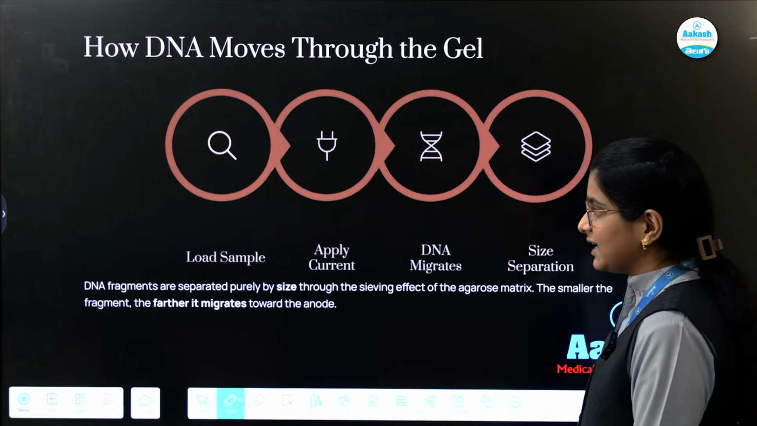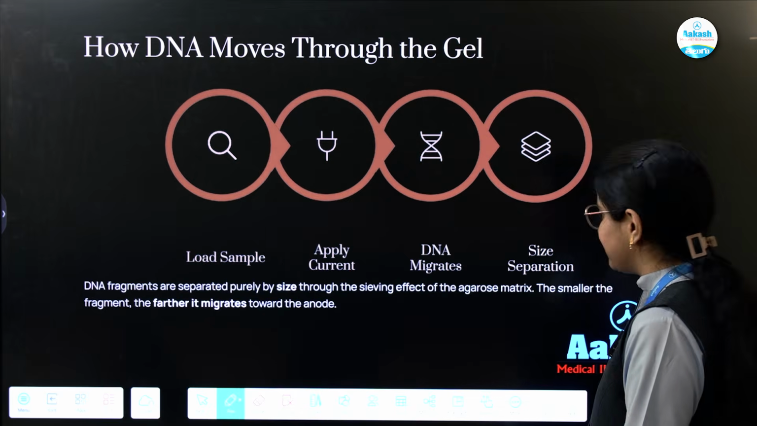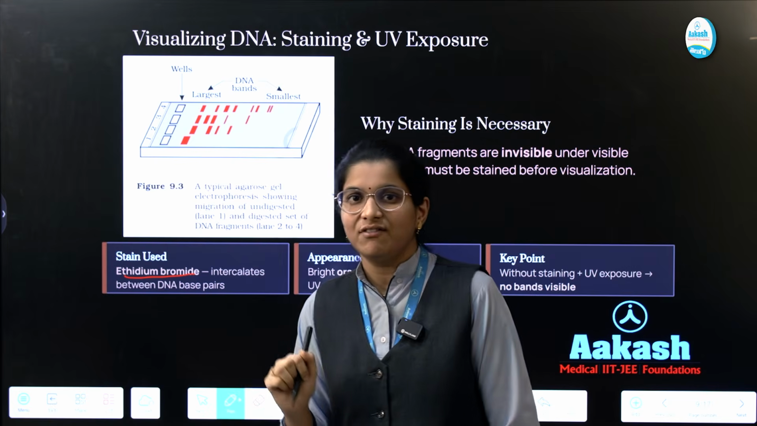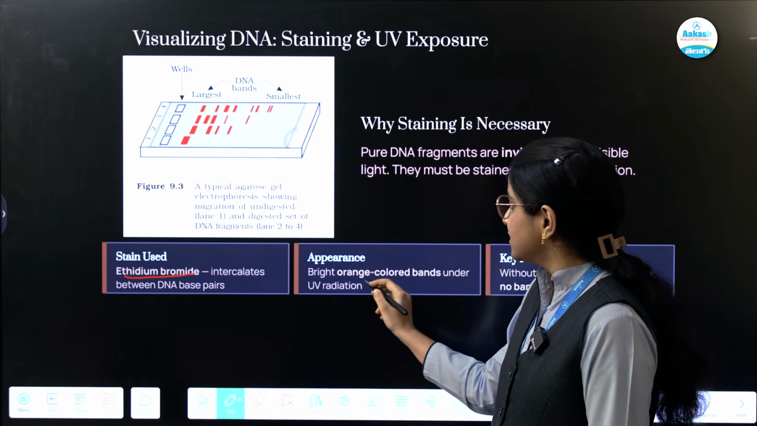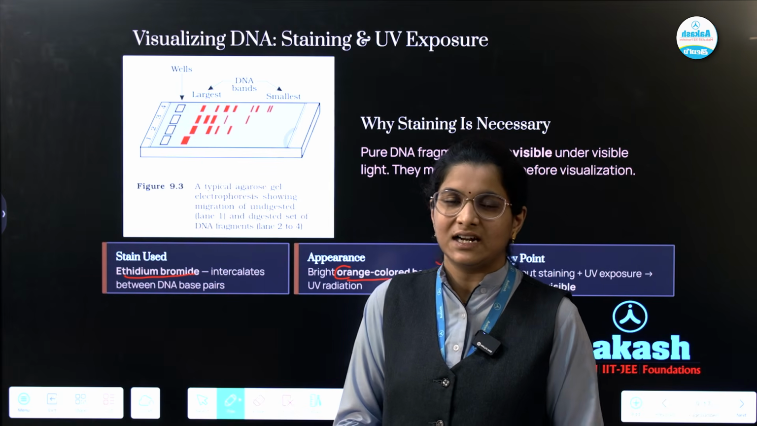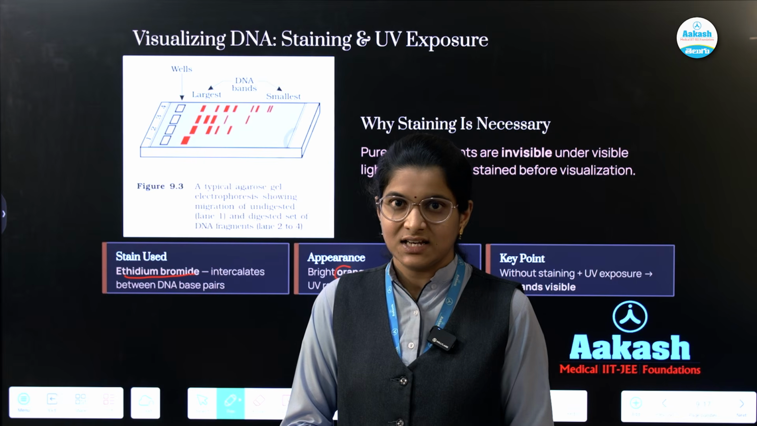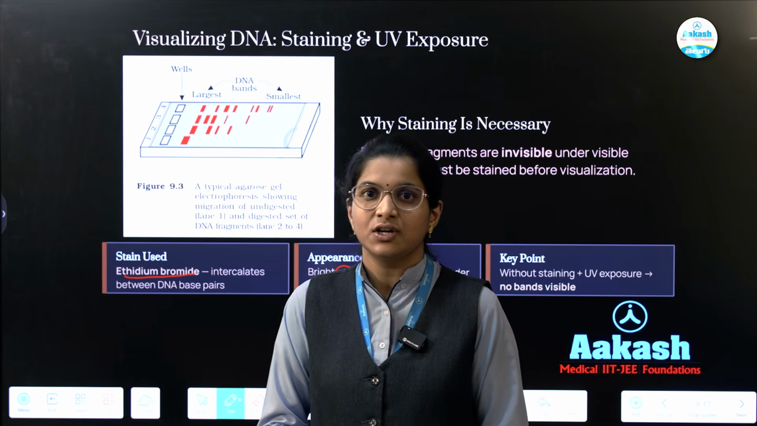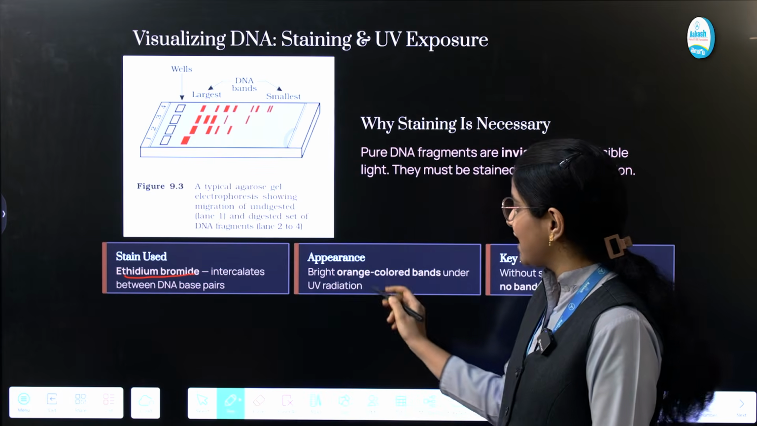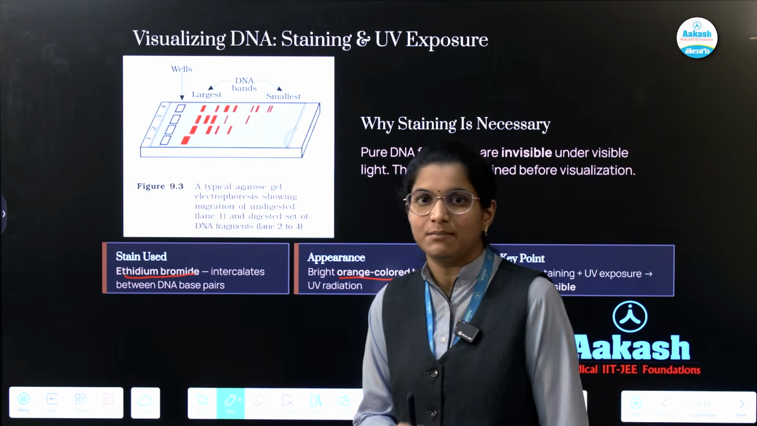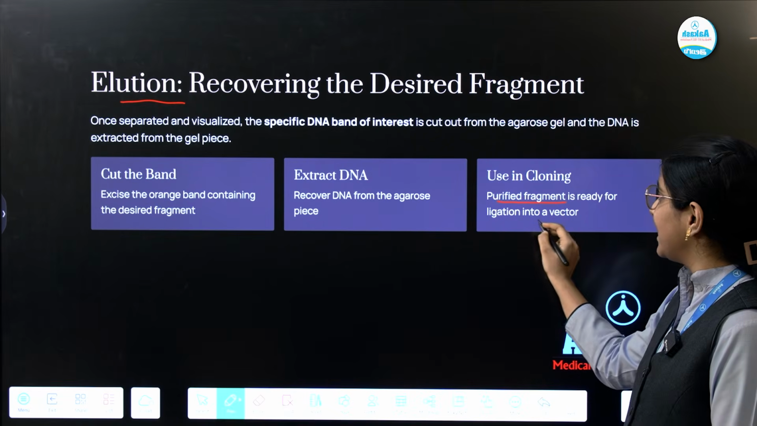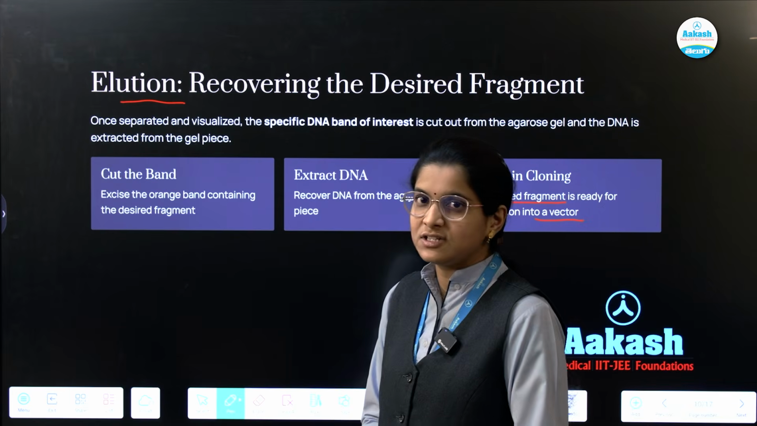Now, we directly cannot visualize the DNA under normal visible light. So, we need to add the stain, that is ethidium bromide, and we visualize the gel under the UV light. So, when you are visualizing it under the UV light, you see the DNA as bright orange colored fragments. Staining is important and visualizing it under the UV light is also important. When we are visualizing the gel under UV light, the DNA fragments are seen as orange colored bands. Now, the desired DNA fragments, the purified fragment will be ready to ligate with the vector. So, this is about agarose gel electrophoresis.